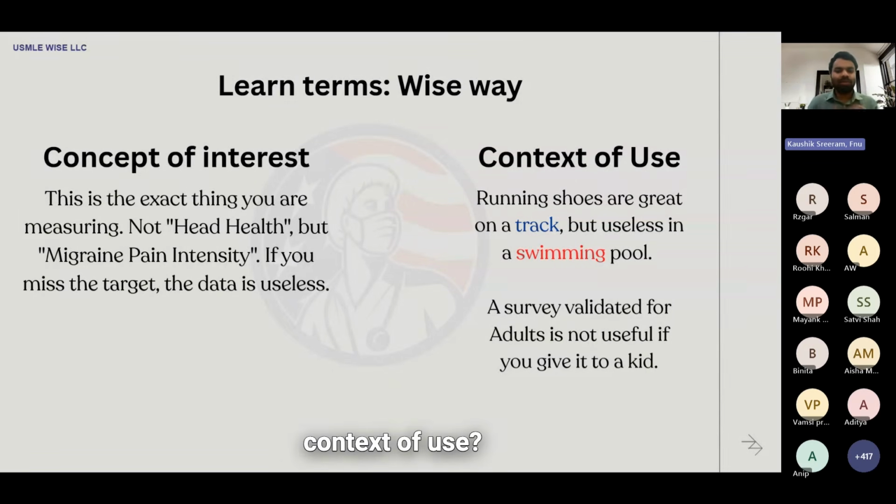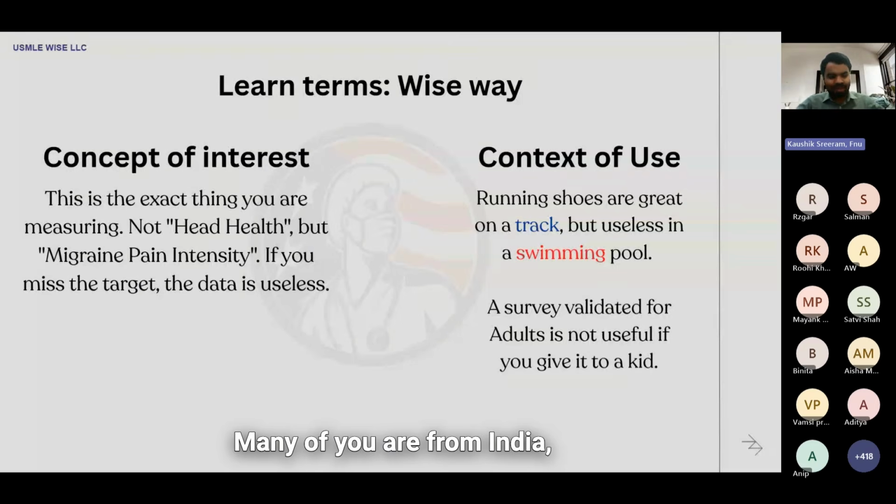Then what is your context of use? I came up with this example, which is very interesting. So you will use running shoes for jogging or running, right? But you're not gonna use that in a swimming pool, right? It doesn't make sense. So the same thing, if a tool is validated in a particular context, right? Let's take any tool and it is for adults, right? You can't use the same survey for kids. Let me give you another example.